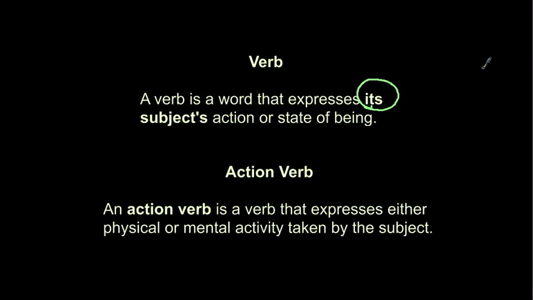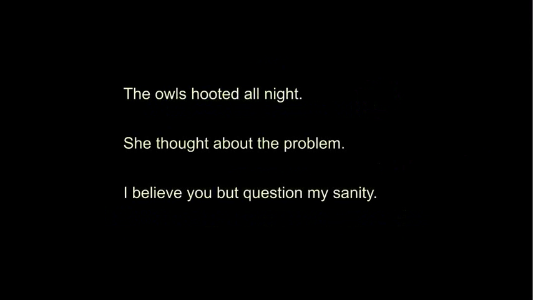Now, an action verb is one that expresses either physical or mental activity taken by the subject. So the action verb is going to be the action that propels the sentence forward. It is going to be the thing that the subject did that everything else reacts to in the sentence. So the action verb plays a very strong role in the sentence. So let's look at some.